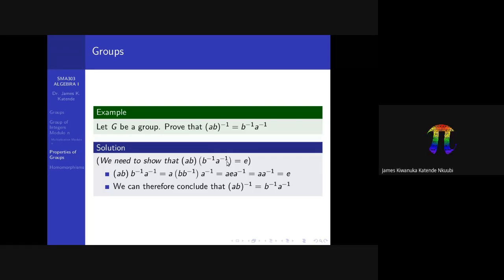So we are not commuting. We are just, remember, the group operation is associative. So you can put these brackets anywhere you want. Instead of having them around A and B, I can put them around B and B inverse. It will still be fine. When you put the brackets here, then you multiply B and B inverse, you get the identity.